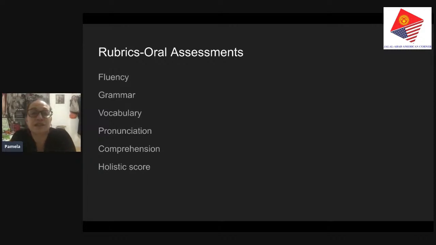Comprehension, did they understand your questions? Did you have to ask several times or try to say it in a different way? Or did they answer a completely different question than you thought? So these are the different rubrics for assessments. And usually you give like a score out of 5 or out of 10 for these and then add them up at the end. I know you work on 5s. I've worked on 5s. That's fine.